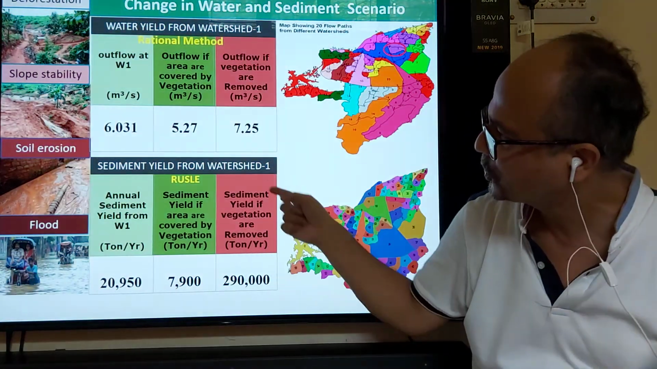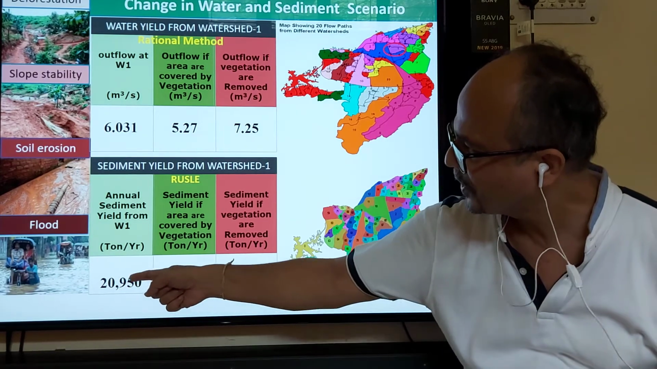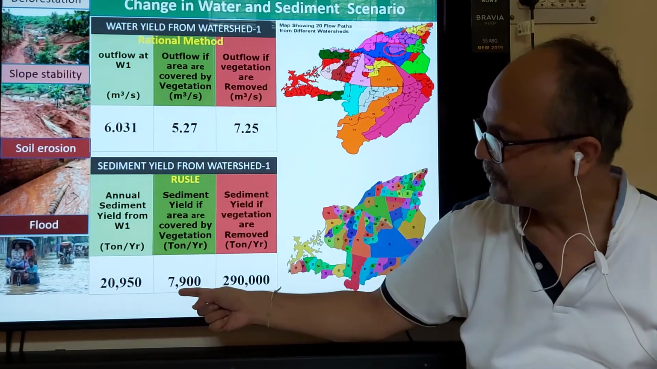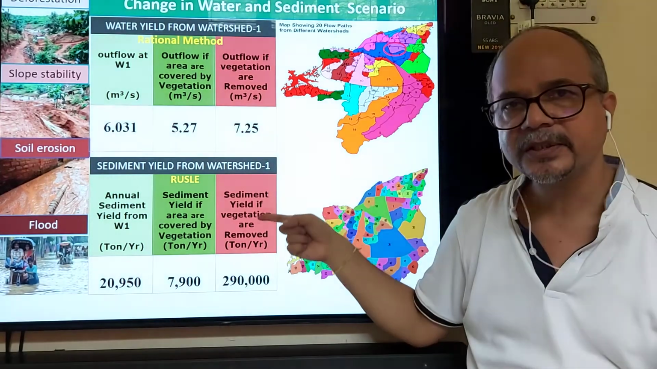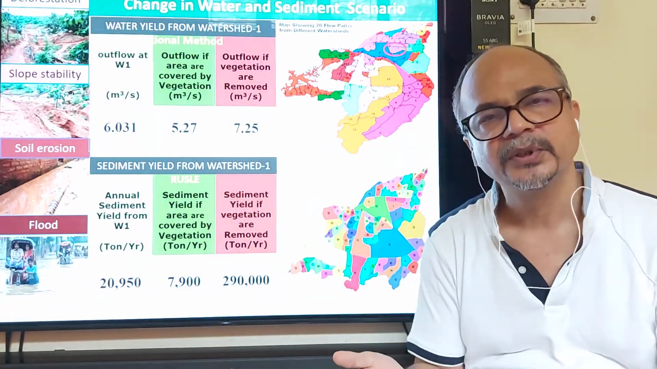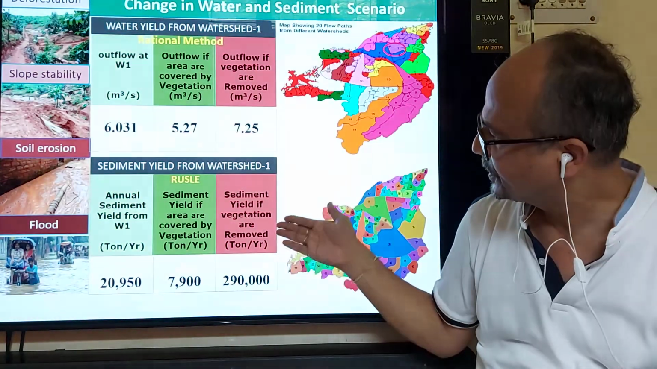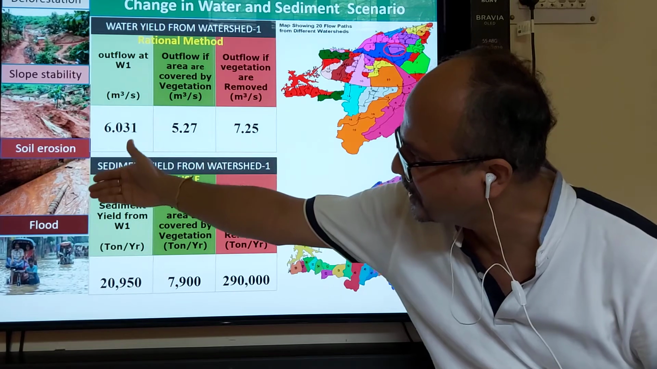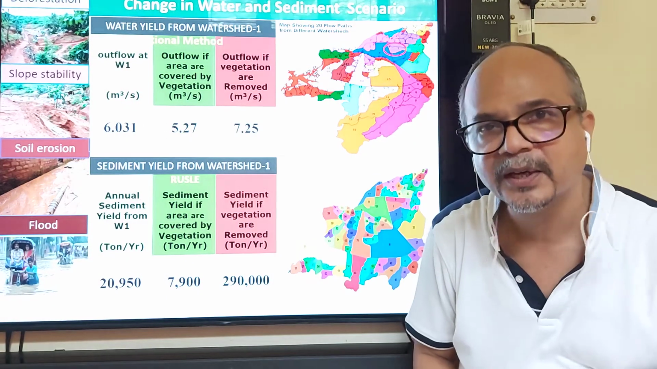Similarly, if we talk about sediment yield, that is another important aspect. It is coming around 20,000, 21,000 in the present condition. But if we cover it with vegetation, this 21,000 can come to about 7,900, means 8,000. And then if we remove the vegetation, this is a very serious issue. It goes to 2,90,000, so that means manifold. Why is it so? Because the slope and the soil type are of the kind that create a lot of erosion. And these soils from the hills, if they come to the plain, gully formation is there, drains get blocked, and the water does not go anywhere. It will come to the road only, causing flood. So this is the situation.